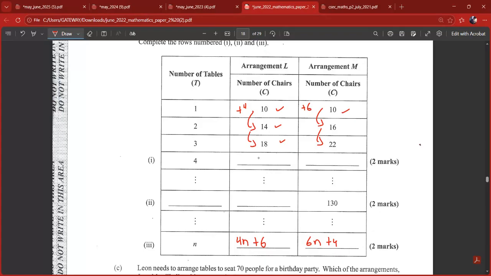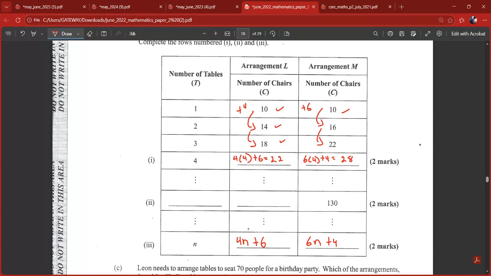So I tried for the fourth table. So I'll get 4 times 4 plus 6. 4 by 4 is 16, and 16 plus 6 is 22. This one will be 6 by 4 plus 4, which will give me 28, because 6 by 4 is 24 and plus 4 is 28.